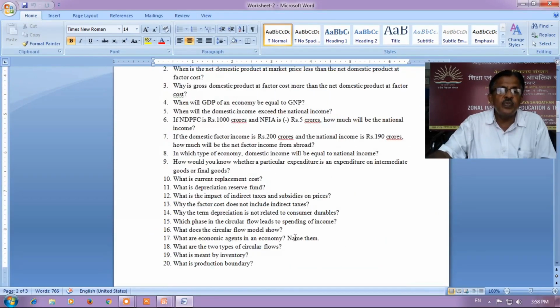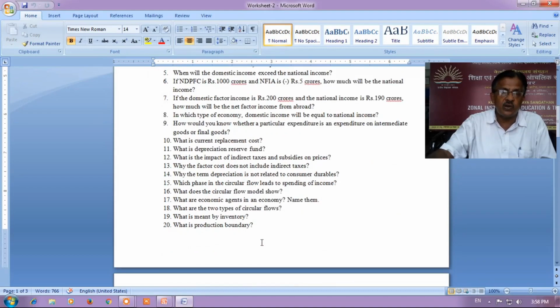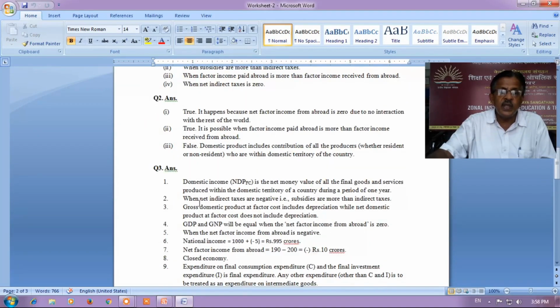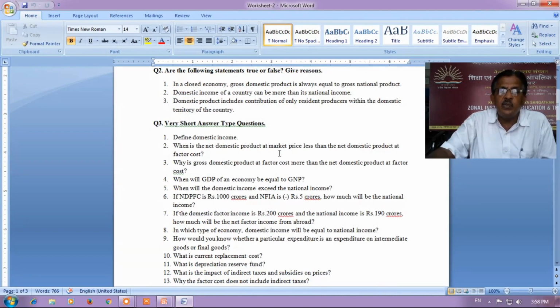Then number 2, when the net domestic product at market price is less than the net domestic product at factor cost. When NDP at market price is less than the NDP at factor cost. Number 2, when net indirect taxes are negative, that is, subsidies are more than the indirect taxes. So in that case, NDP at market price will be less than NDP at factor cost. Then number 3, why is gross domestic product at factor cost more than the net domestic product at factor cost?